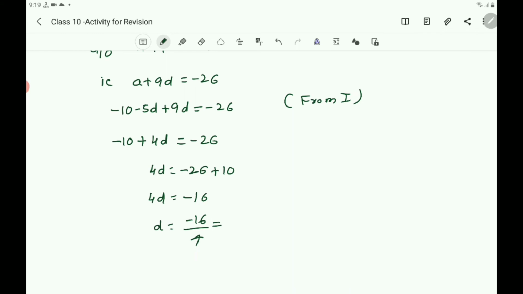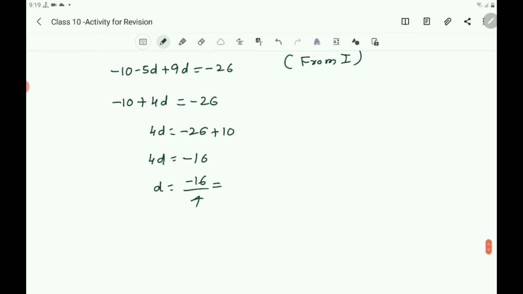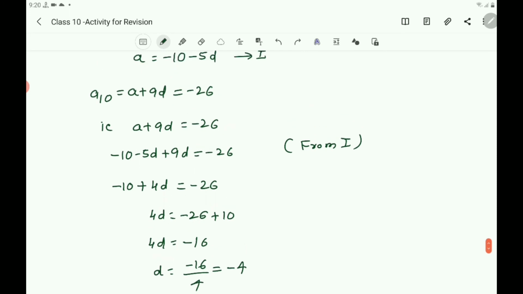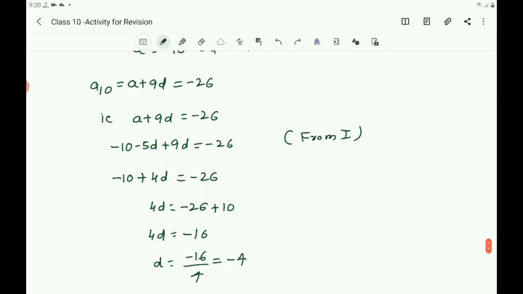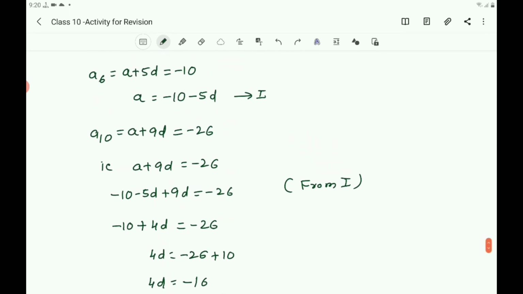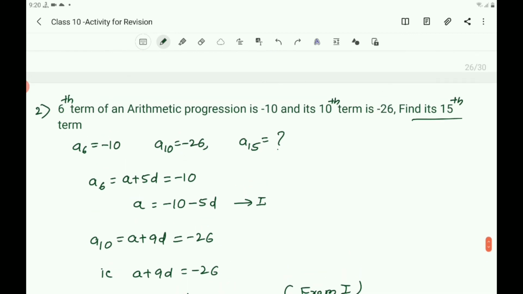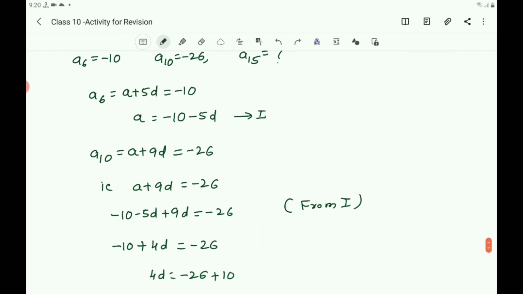So you will get what? That is minus 4. What is the value of D? D you got minus 4. And you must find the value of A. Why is A required? Because to find A15, we have to use the formula An equals A plus N minus 1 into D. So you need A. So by using this relation and substituting the value of D in this relation, find A.